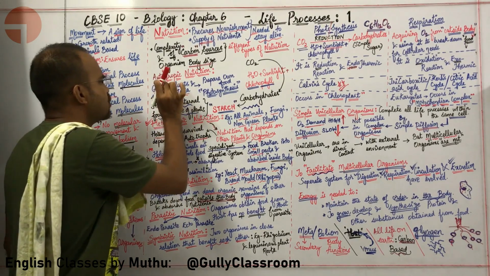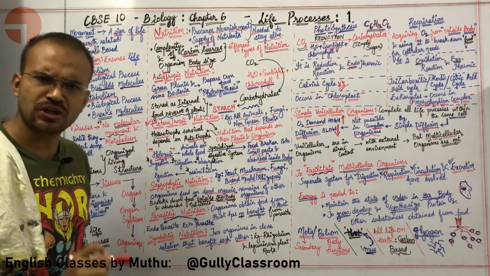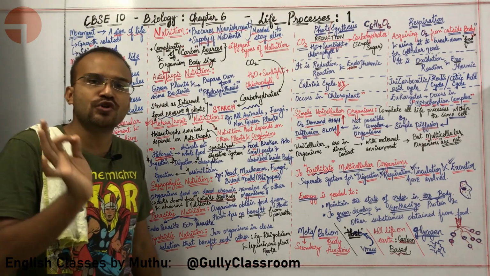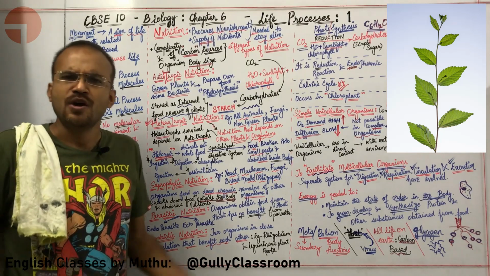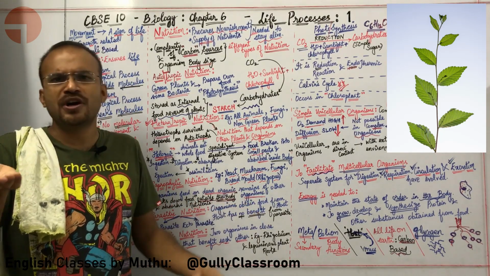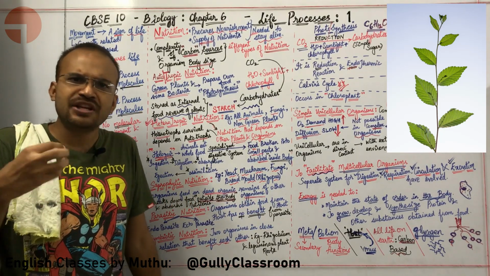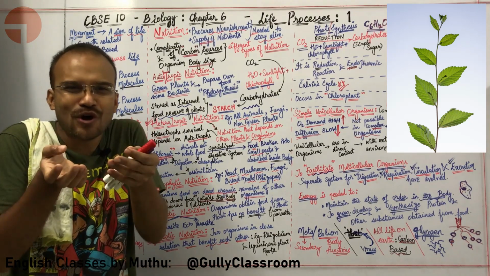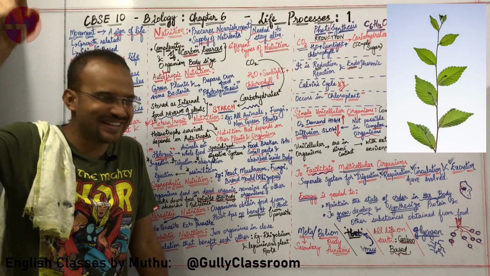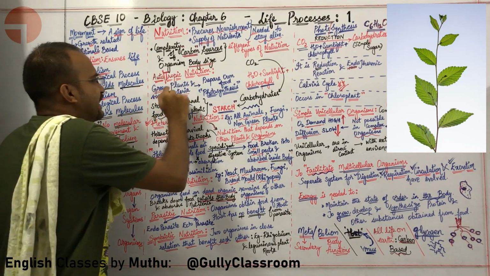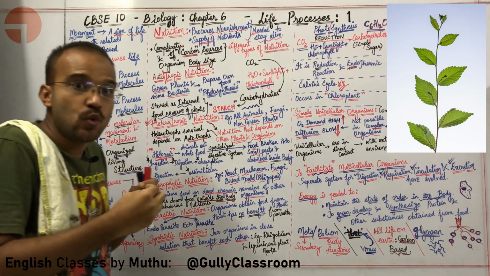First, let us start with autotrophic nutrition. What is autotrophic nutrition? Autotrophic nutrition is usually done by green plants. Why are plants green? Because they have chlorophyll. Where is chlorophyll present? Chlorophyll is present in chloroplast. We have already learned this in 9th. So, green plants prepare their own food.